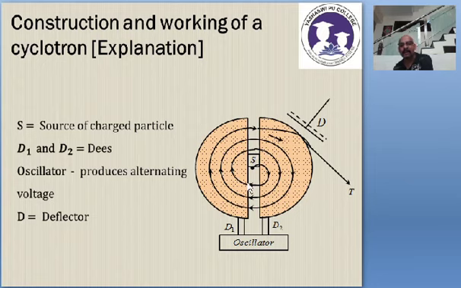Now by the time this charged particle goes in a semicircular path and comes to the gap again, the polarity would have changed, and D2 would have again become negative. That means the potential is negative, and the particle gets attracted. So every time the charged particle comes to the gap, the polarity changes, and therefore the particle goes in a circular path of higher radius.